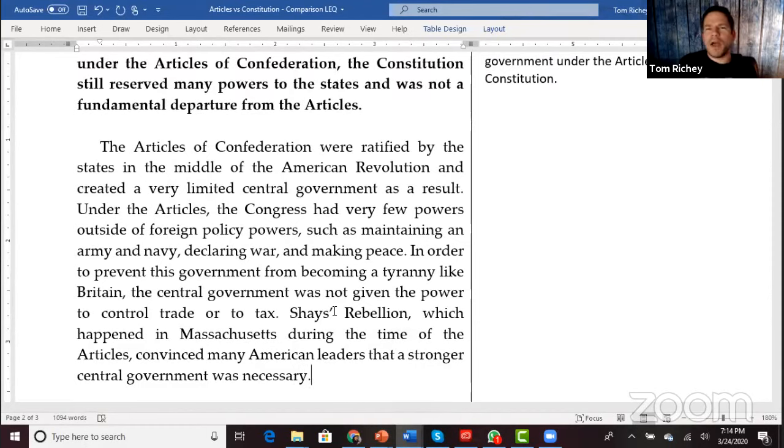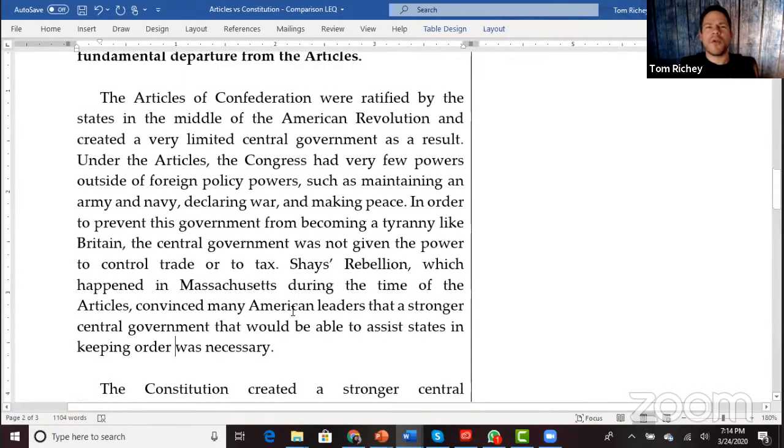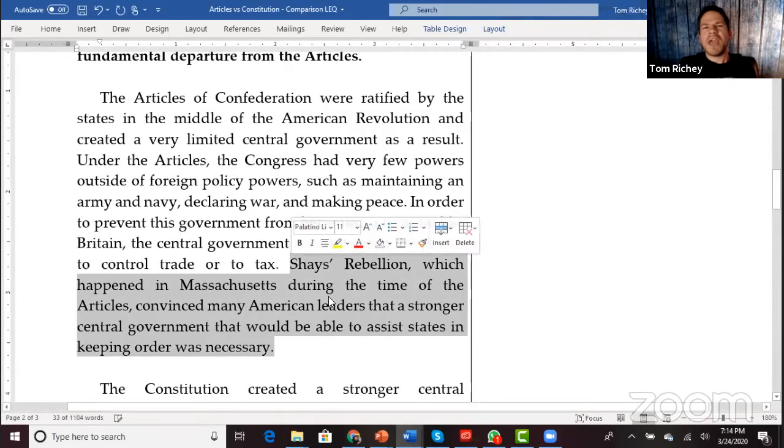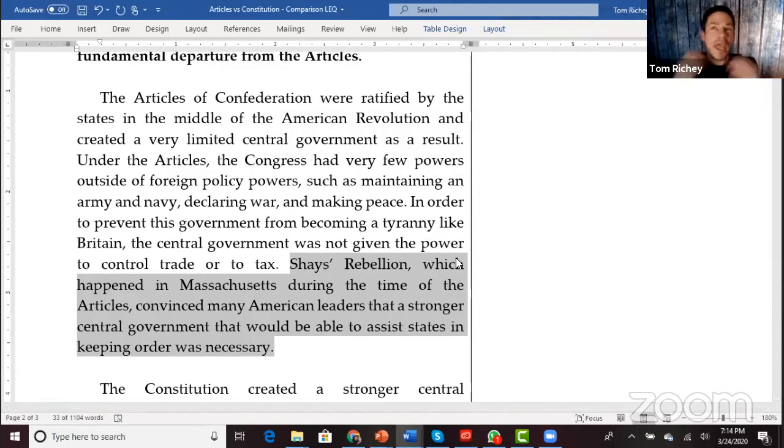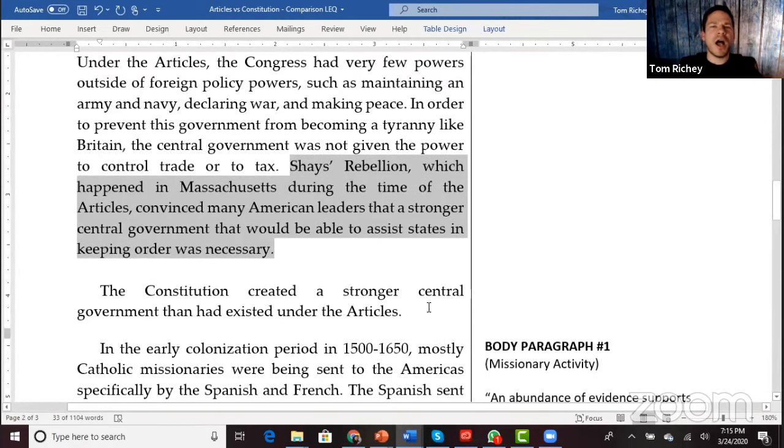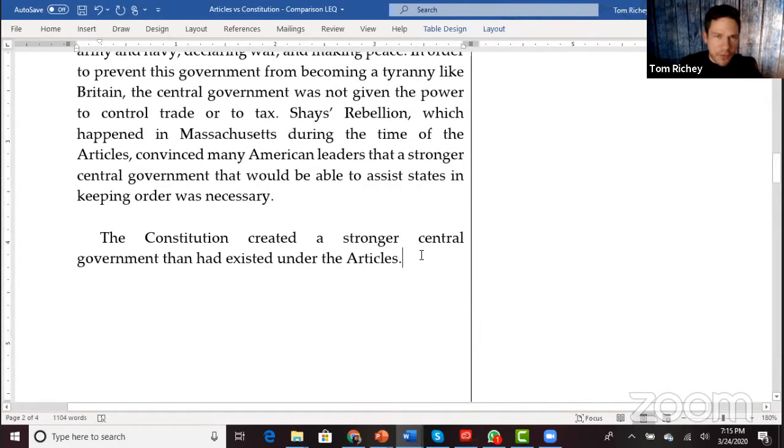A stronger central government that would be able to assist states in keeping order was necessary. Now, maybe I need to develop that a little more. If I wanted that to be contextualization, I would probably need to develop that a tad bit more. But Shays' Rebellion could be used as contextualization or outside evidence. So you can contextualize in your essay, but I would urge you that if you're contextualizing within the essay, remember multiple content-rich sentences.